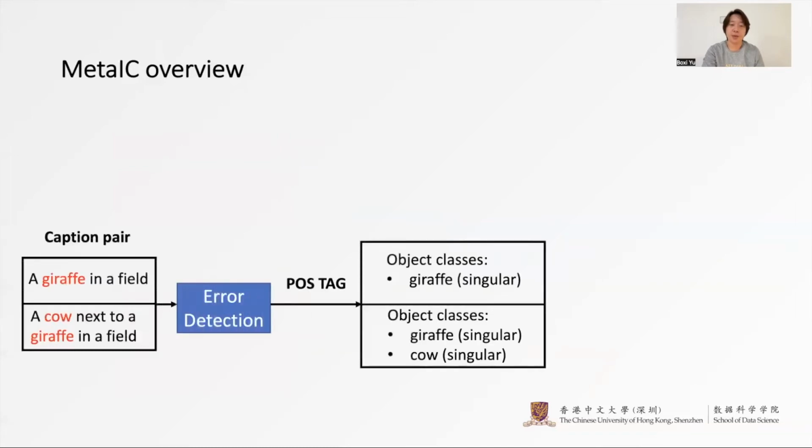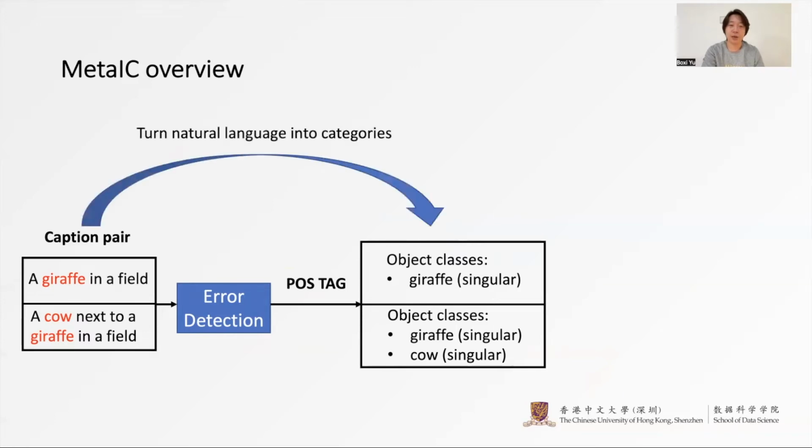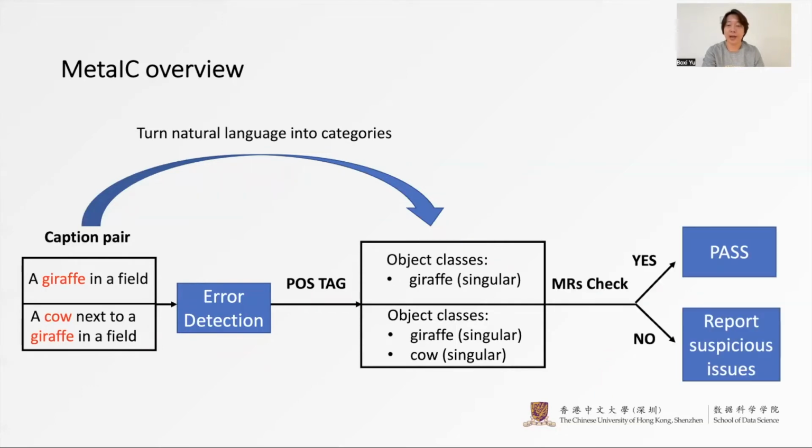In MetIC, we use POS tagging to get the object classes of the caption sentences and use a dict to record the singular and plural forms of the object classes. This is an essential procedure for us to turn the natural language into categories. We can then check the metamorphic relations and report the suspicious issues.